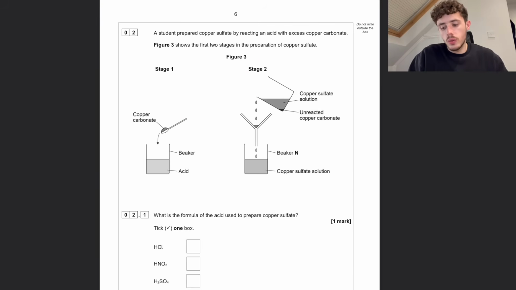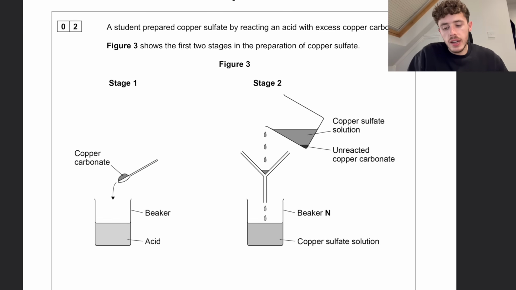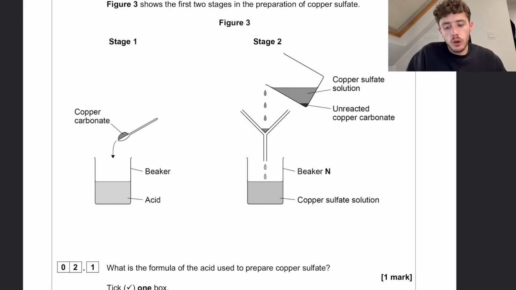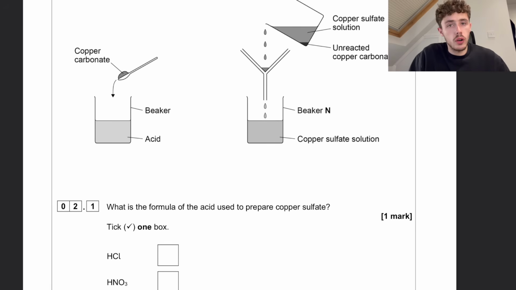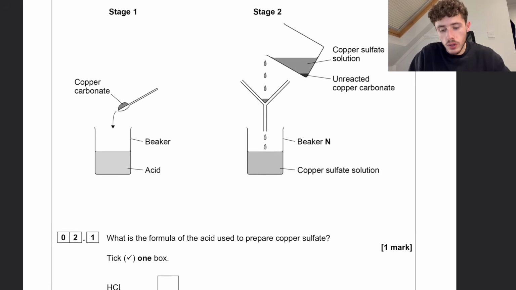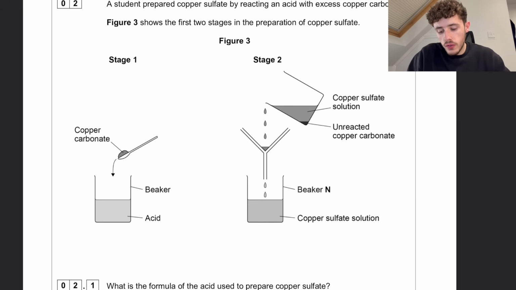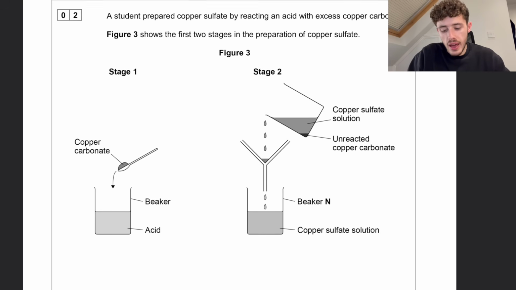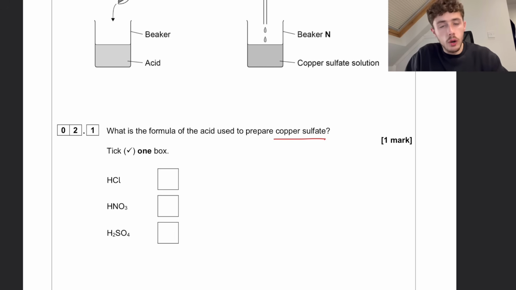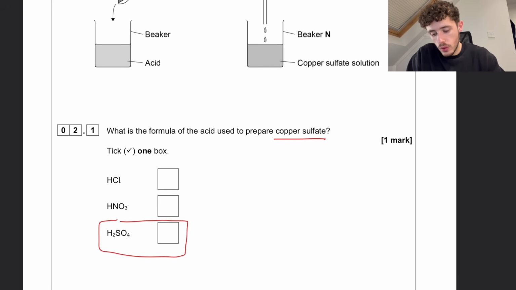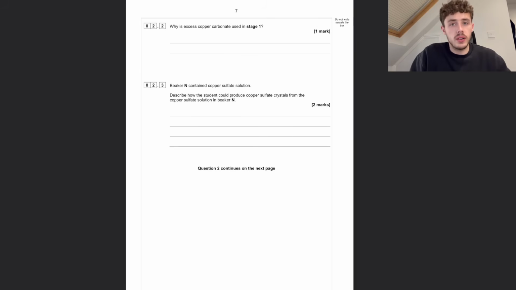On to question 2. A student prepared copper sulfate by reacting an acid with excess copper carbonate. Figure 3 shows the first 2 stages in the preparation of copper sulfate. We have stage 1 and stage 2. What is the formula of the acid used to prepare copper sulfate? Now, because of the name of the salt in copper sulfate, that indicates that it's going to be sulfuric acid, and sulfuric acid is H2SO4. So that will be your final answer to get the 1 mark there.